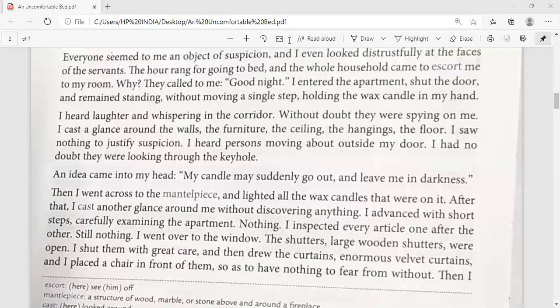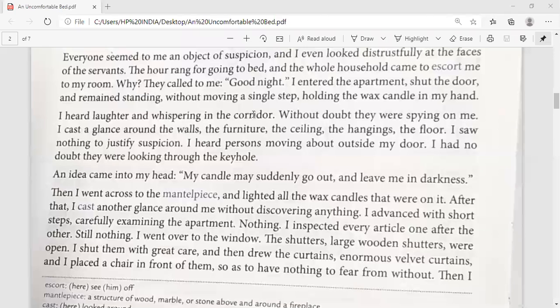After that I cast another glance. Cast a glance means to look around. I cast another glance means again I looked around me without discovering anything. Again he could not discover anything. He checked all the things very nicely, carefully, but he could not find anything wrong there.